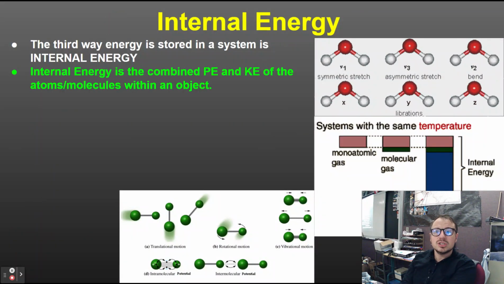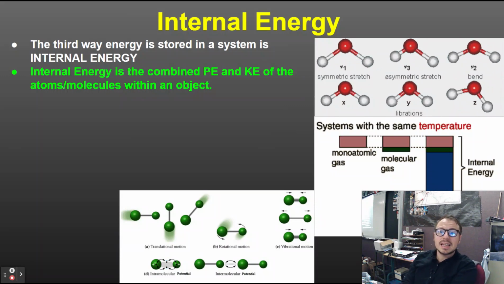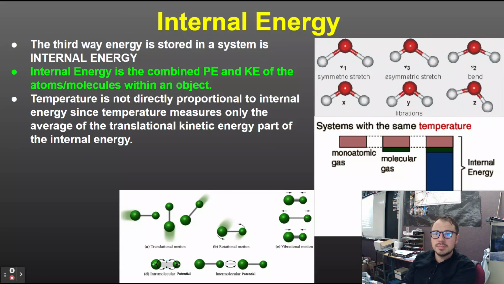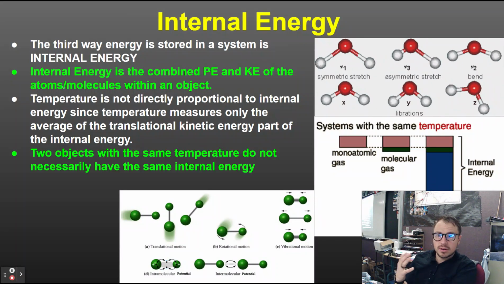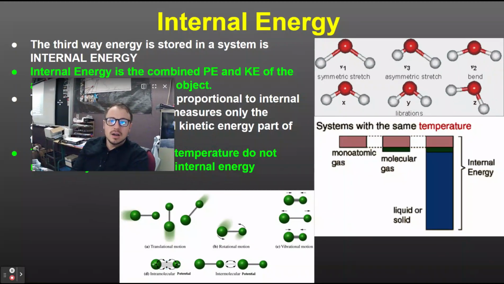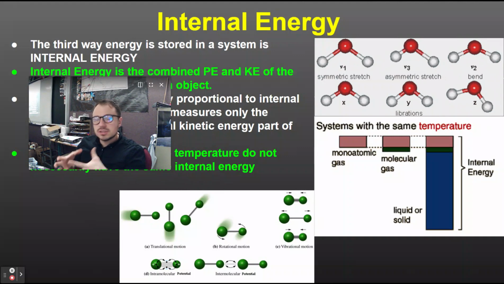So that brings us to internal energy. Internal energy is the combined potential energy and kinetic energy of the atoms and molecules stored in an object. Temperature is not directly proportional to internal energy, and we'll go over an example of that. But since temperature measures only the average of translational kinetic energy, part of the internal energy is the total amount, right? Two objects with the same temperature do not necessarily have the same internal energy. I like to think of internal energy as how much is that substance? How much energy can that substance store? Like all the spaces that it can store.